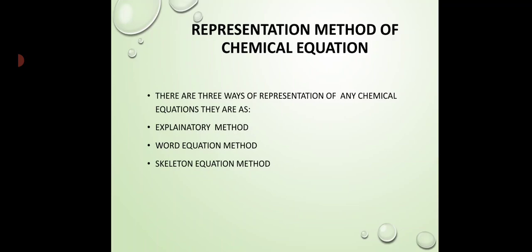skeleton equation. As we already know, the representation methods of a chemical equation are of three types. The first one is the explanatory method, the second one is the word equation method, and the third one is the skeleton method. We already discussed how to convert the explanatory method into the word equation method. Now today, through this video, we will discuss how to convert a word equation into a skeleton equation.